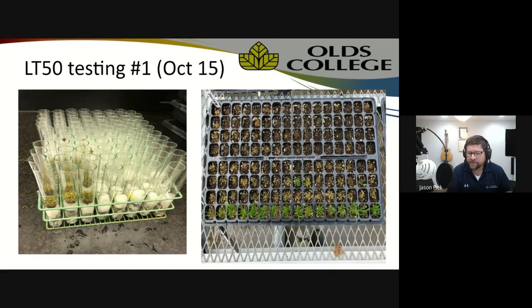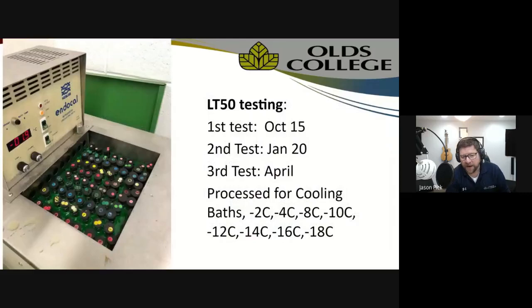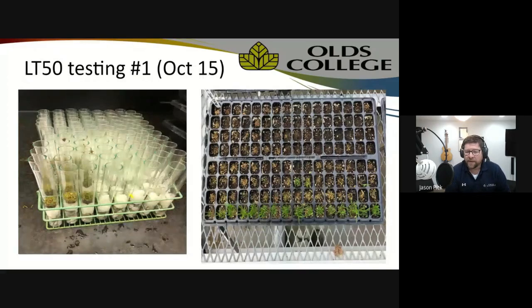LT50 is the same as your pesticide class, LD50. LD50 is the lethal dose to kill 50% of the population. LT50 is lethal temperature, in this case, to kill 50% of the population. So that's what we were doing. We dropped temperatures from -2 down to -18, and we kept dropping it until we killed half the population in order to say, okay, that's the threshold.